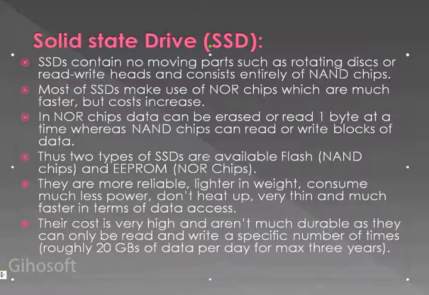Thus two types of SSDs are available in the market, which are labeled as flash, which uses NAND chips, and EEPROM, which uses NOR chips. If the SSD you purchase from the market has EEPROM written on its label or box, that means it is much faster, and obviously it would be much costlier. There would be a difference of about 2,000 to 3,000 in the cost.